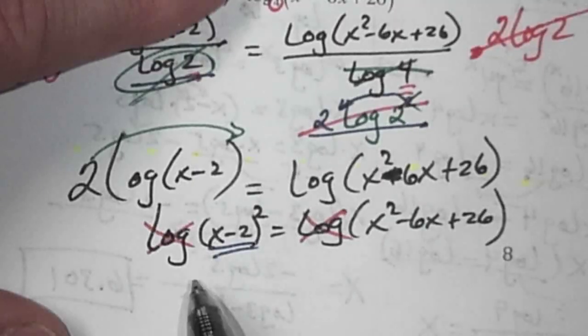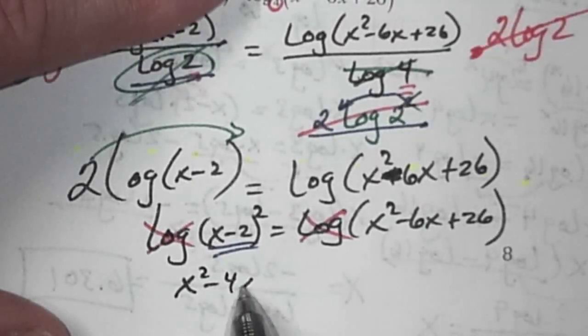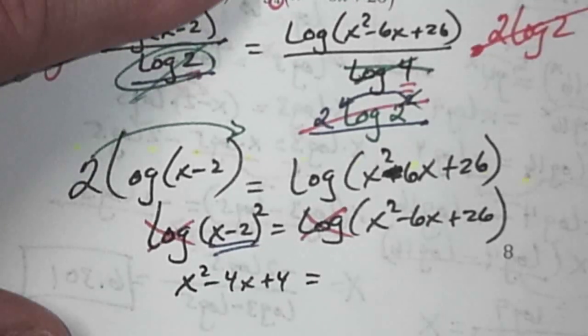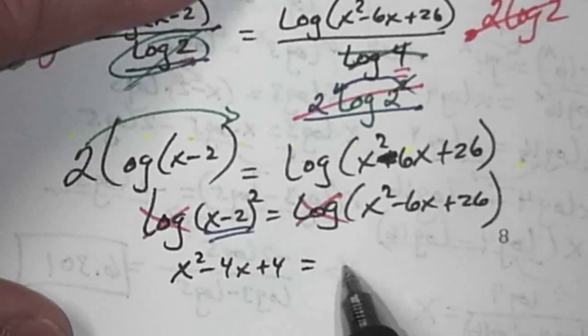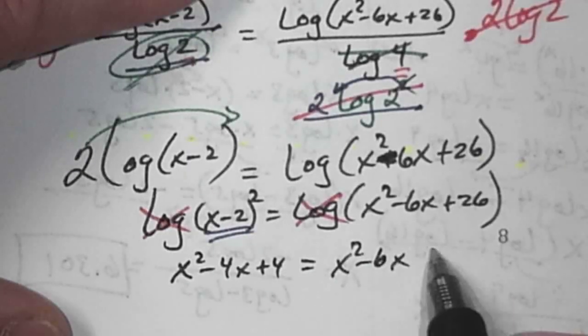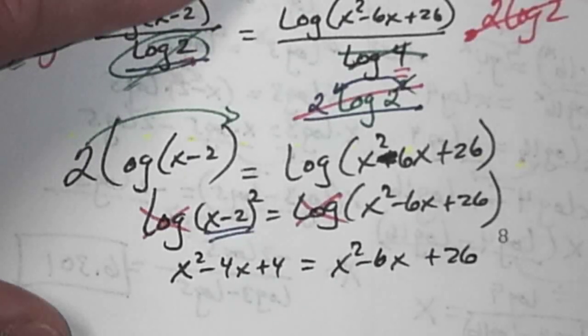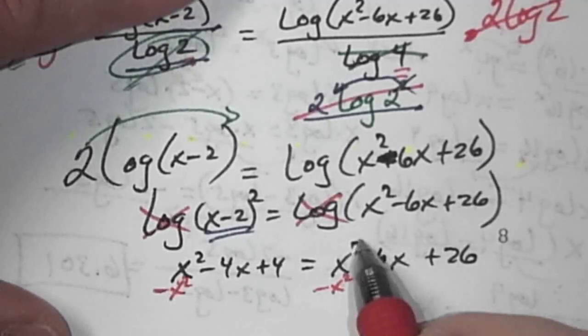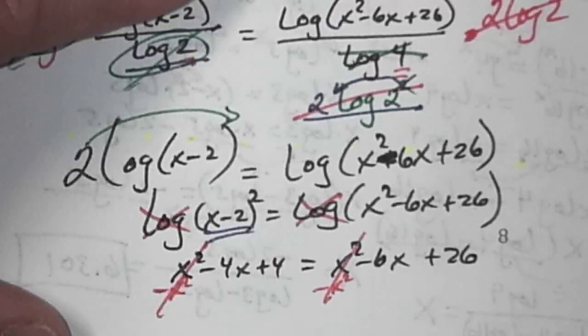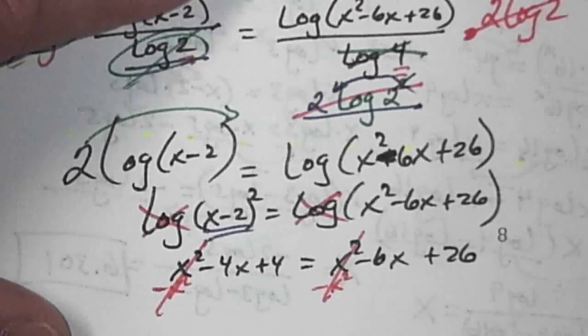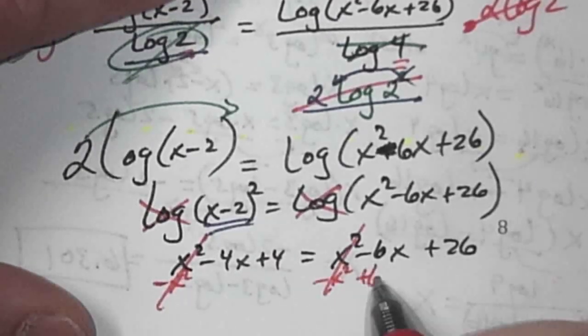I'm going to multiply this out. It's x squared minus 4x plus 4. Okay, do a box if you want. Over here I got x squared minus 6x plus 26. I'm going to do this right this time. If we subtract x squared from both sides, it cancels. Gone. Beautiful. Don't have an x squared, don't have to factor.